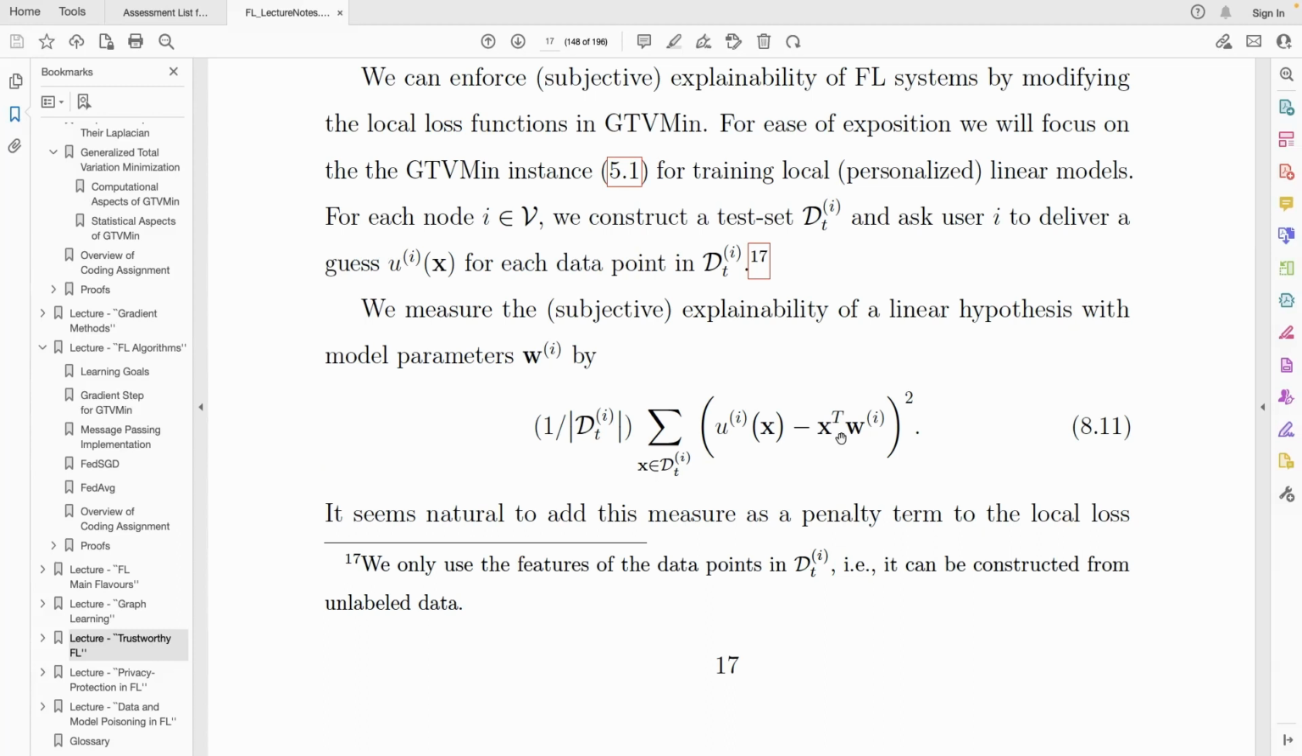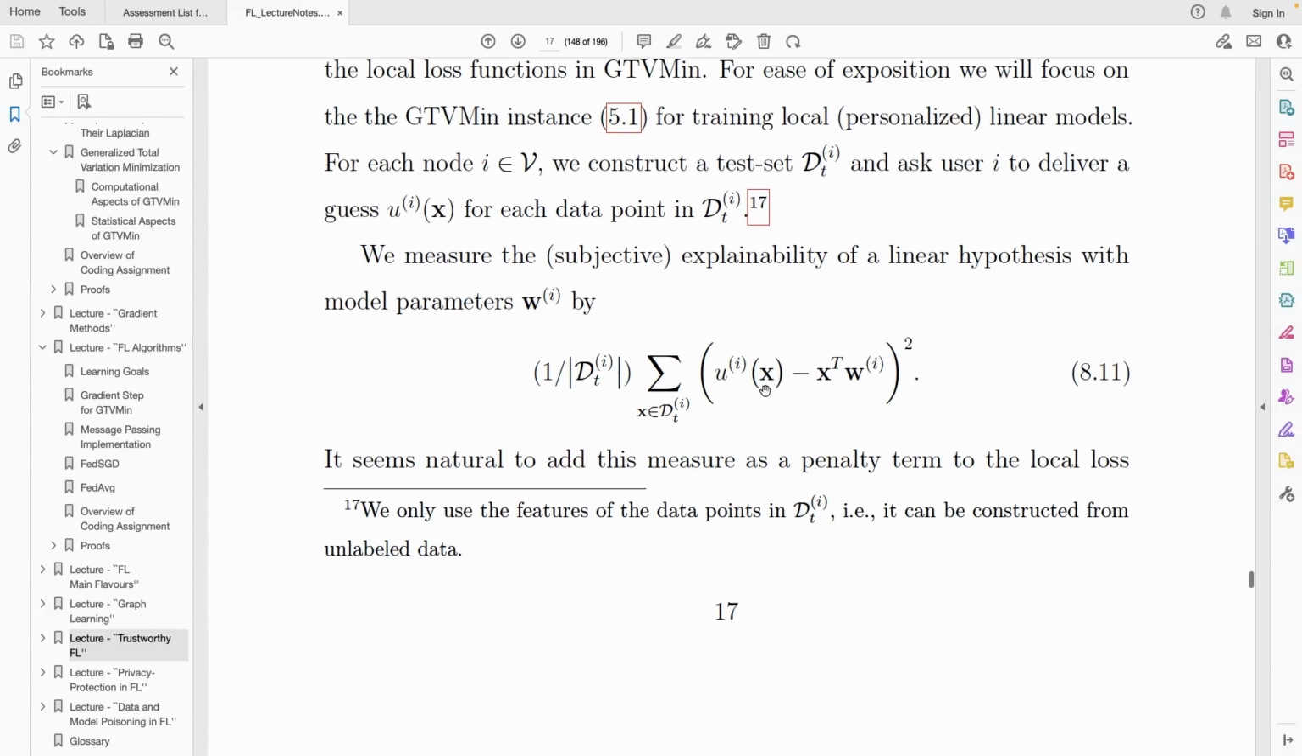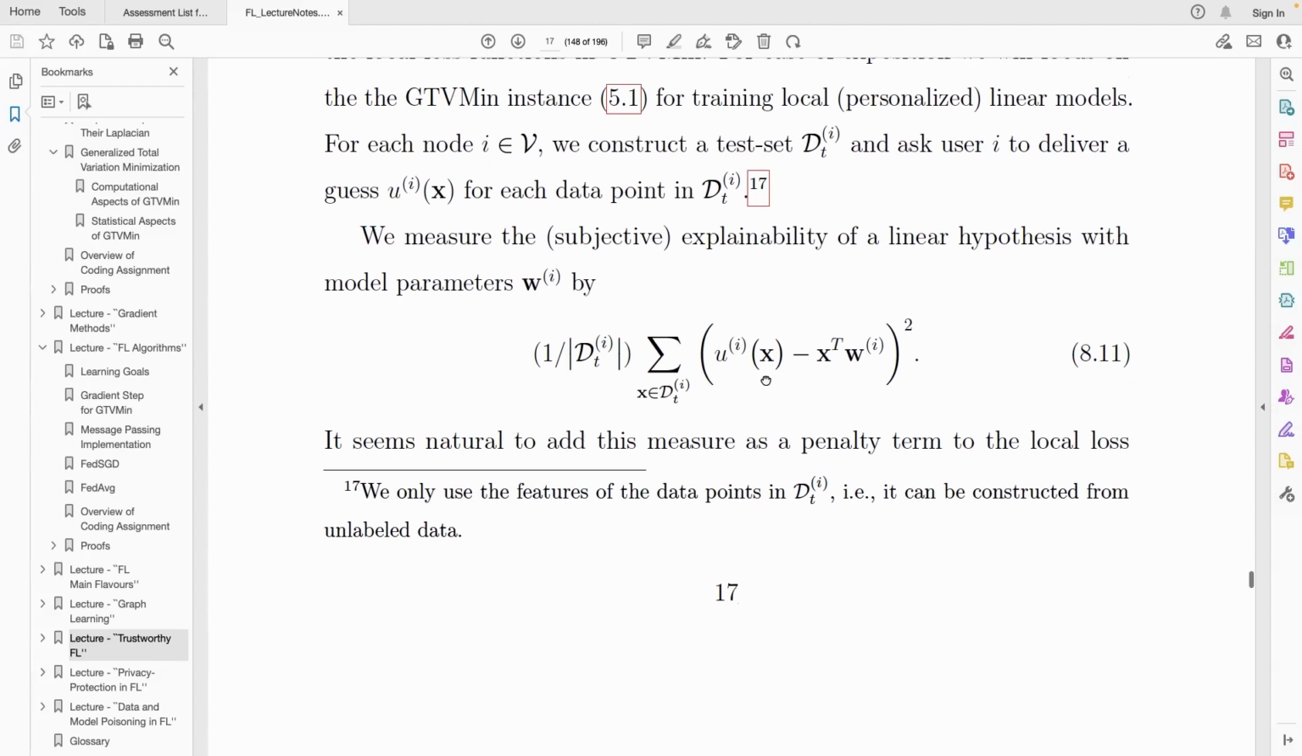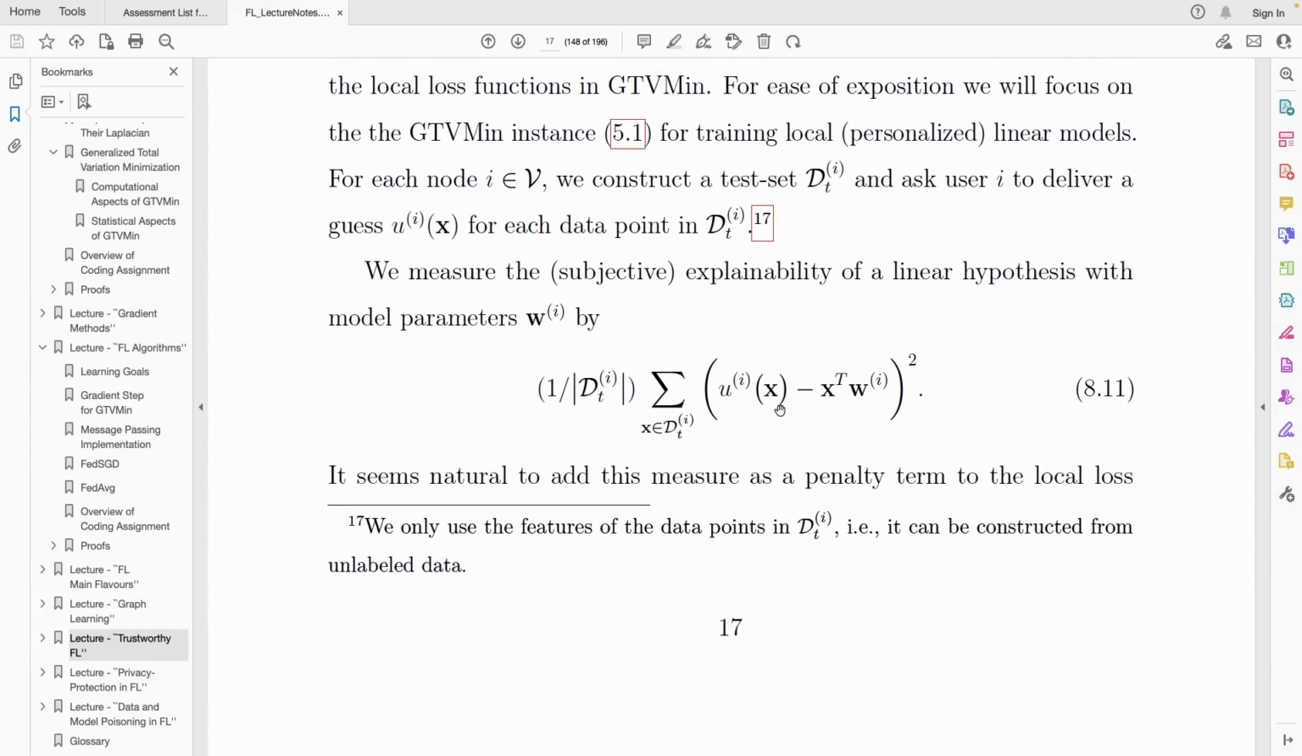So do you have any comments or questions on this approach? Would you define it differently? How would you quantify or measure the explainability of a trained machine learning model? This is somewhat related to doing an exam: showing the user data points with features and asking the user to tell how this trained linear model would predict the labels for these data points. This is like an exam.